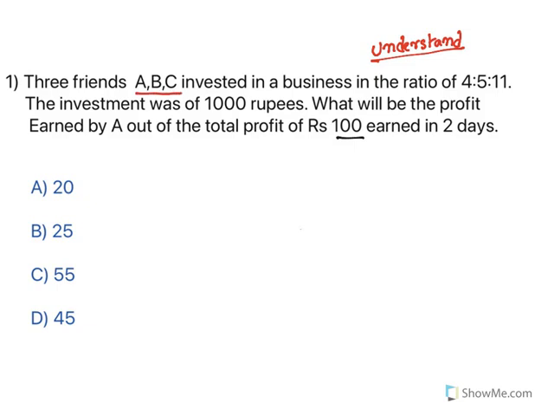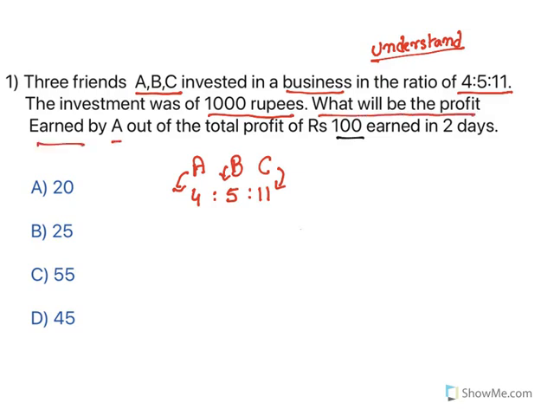Three friends A, B, C invested in a business in the ratio of 4:5:11. So A, B and C have invested in the business by putting initial capital as 4:5:11. So A's share is 4%, B's share is 5%, C's share is 11%. Now the investment was 1000 rupees. What will be the profit earned by A out of a total profit of 100 rupees earned in 2 days?